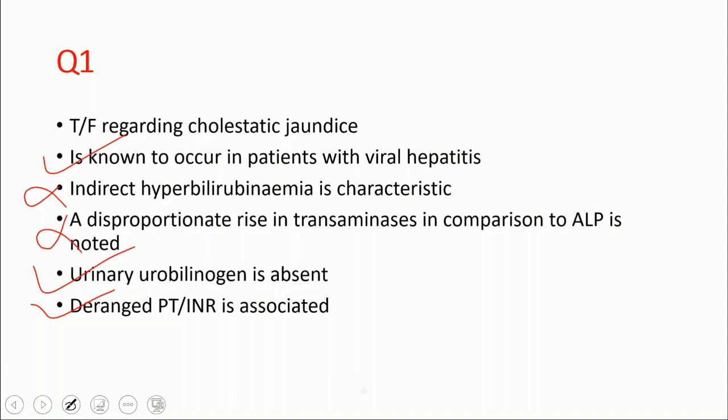So this is just a basic clinical question from the various types of jaundice and the various categories of jaundice: pre-hepatic, hepatic, and post-hepatic.